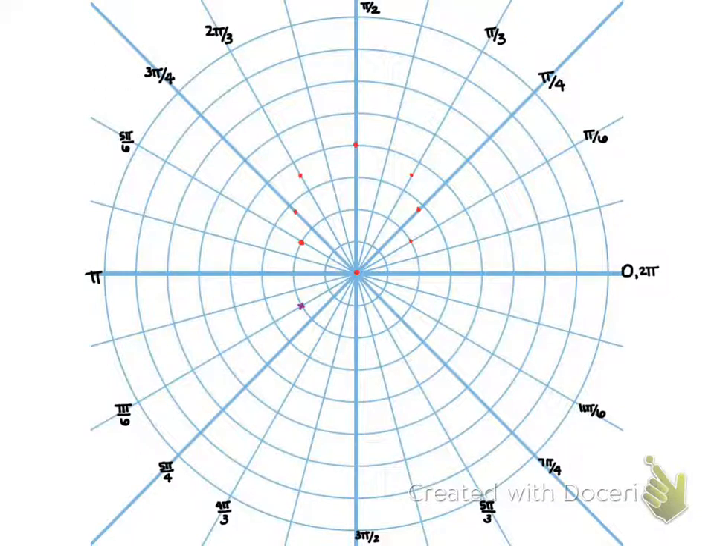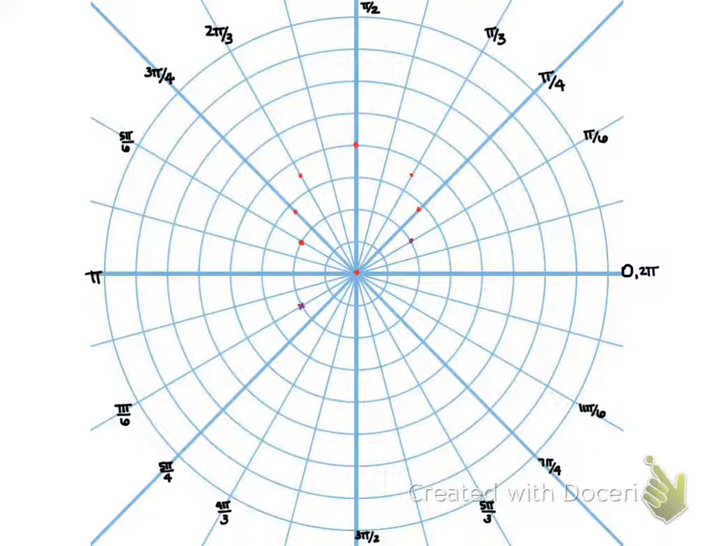However, I don't want to be at a negative radius, I want to be at a positive radius. So I'm going to take this point and I'm going to shoot it through on the exact same line, and lo and behold, I land on one of the other points that's already there. So let's put a purple on top of that red. I'm going to do the same thing with the 5 pi over 4. So 5 pi over 4 ended up being negative 2 root 2, and 2 root 2 is 2.8.